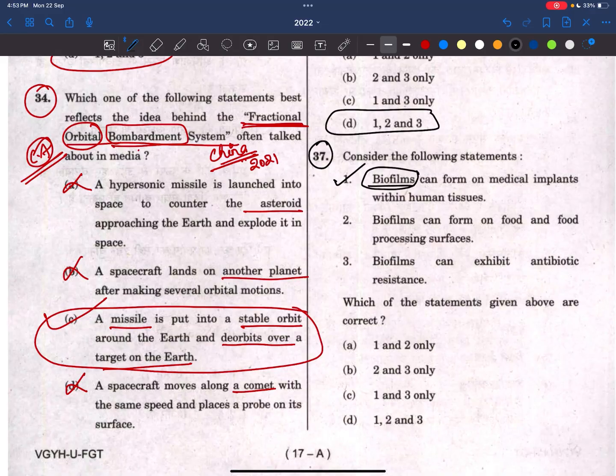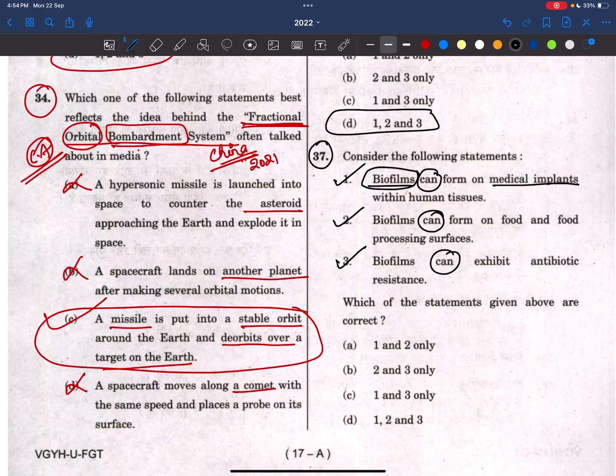Now let's see the statements. Can form on medical implants. Yes, on medical implants is also possible. Living things or non-living things, yes. Biofilms can form on food and food processing surfaces. Yes, living things and non-living things, organic matter, inorganic matter, whichever is possible. Now, biofilms can exhibit antibiotic resistance. Yes, this is also true. Here, friends, in a general context, when there is can, may, possibility, suppose, right?